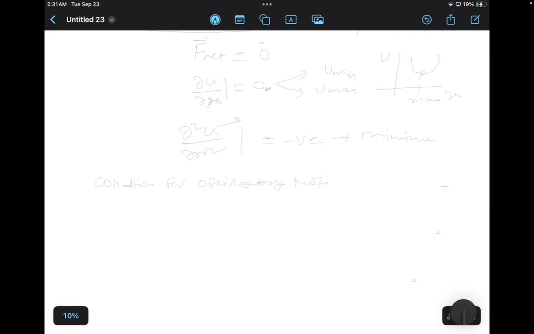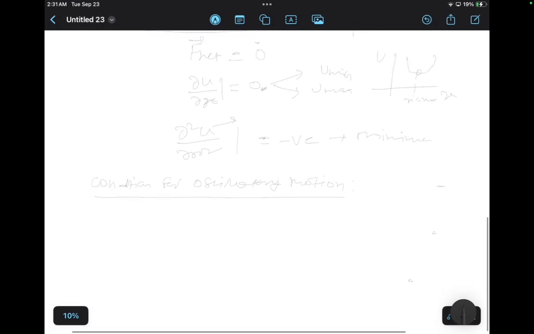What is the condition for oscillating motion? The main condition for oscillating motion is that the force should be directly proportional to minus x. That means if you displace the particle in this direction, the force will always act toward the fixed position, or toward the mean position. So the force should always be opposite to the direction of displacement. Then we are going to get oscillatory motion.